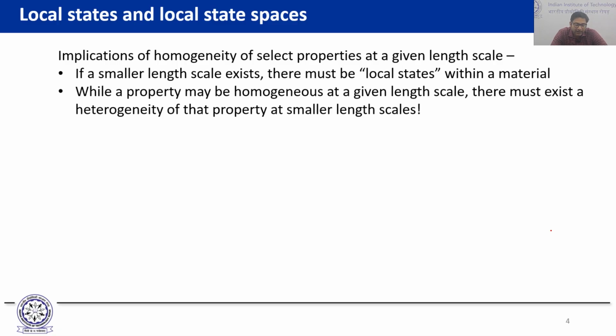Now, as we get started, I want to introduce a couple of concepts. One is the concept of a local state, and then the other is the concept of a local state space. So these concepts of local states and local state spaces are direct implications of homogeneity of select properties when you are looking at a given length scale.